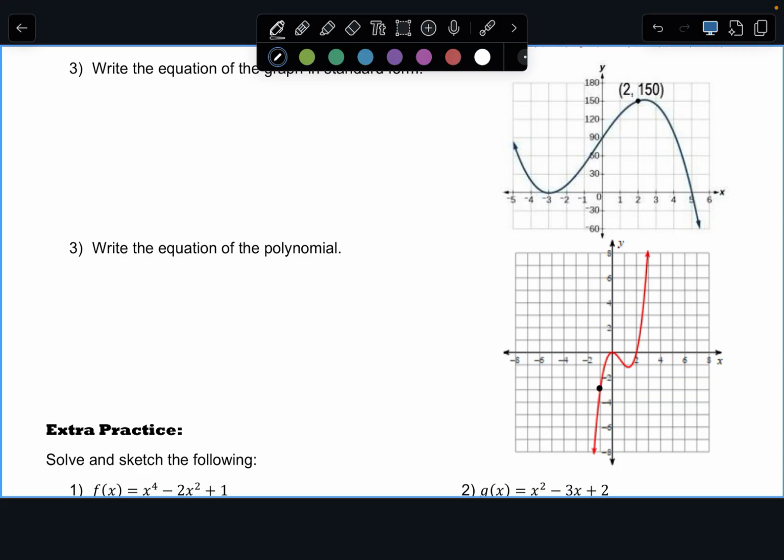This one with the red graph. Red graph, second number 3. You don't have color, but you can see the color on my screen. So take a few moments to try that one.